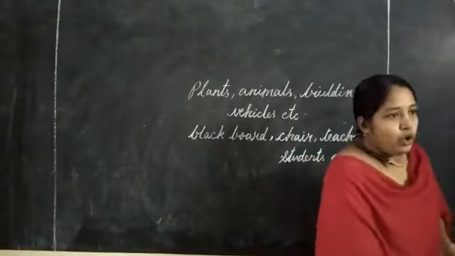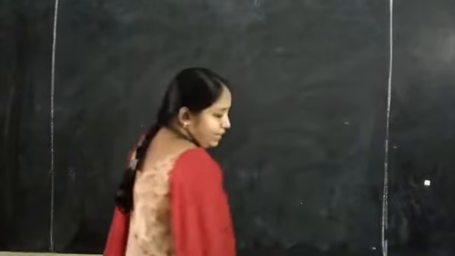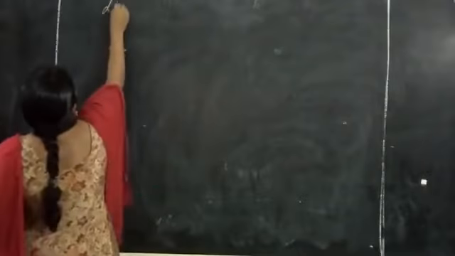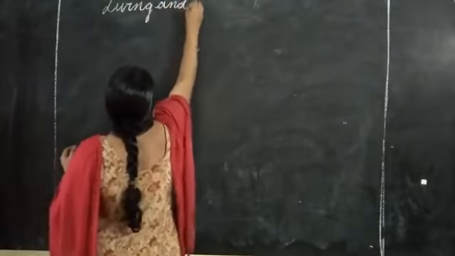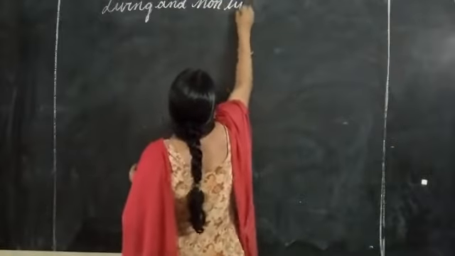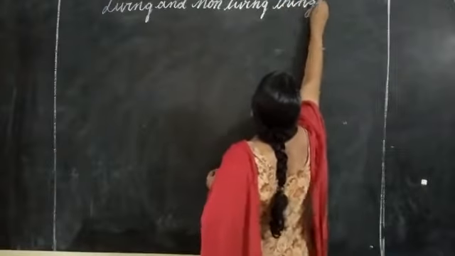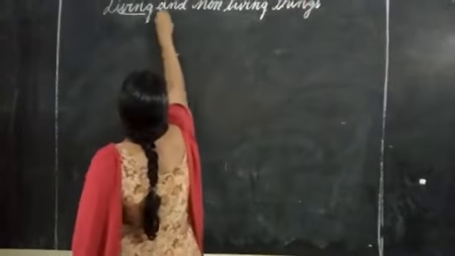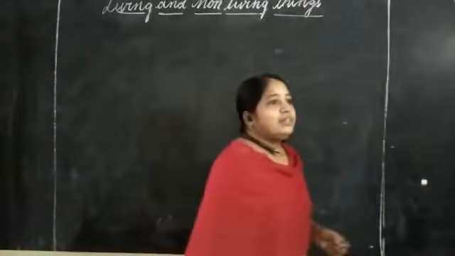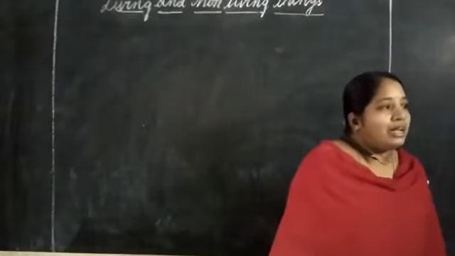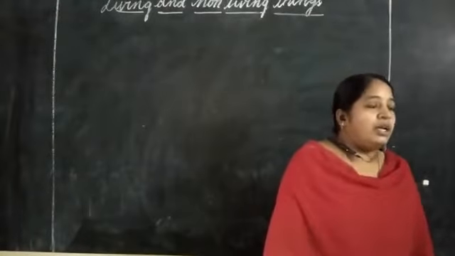Yes, living things and non-living things. What's the name of our lesson, children? Living and non-living things. So now tell me, what are living things, children? The things which have life in them are called living things. And what are non-living things? The things which do not have life are called non-living things.